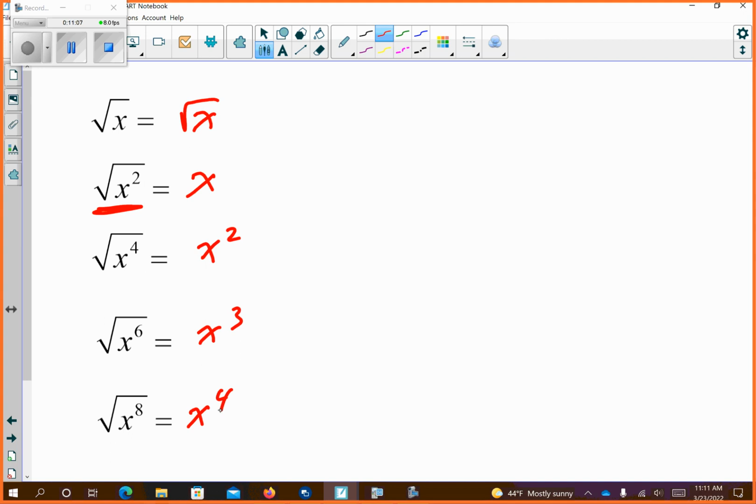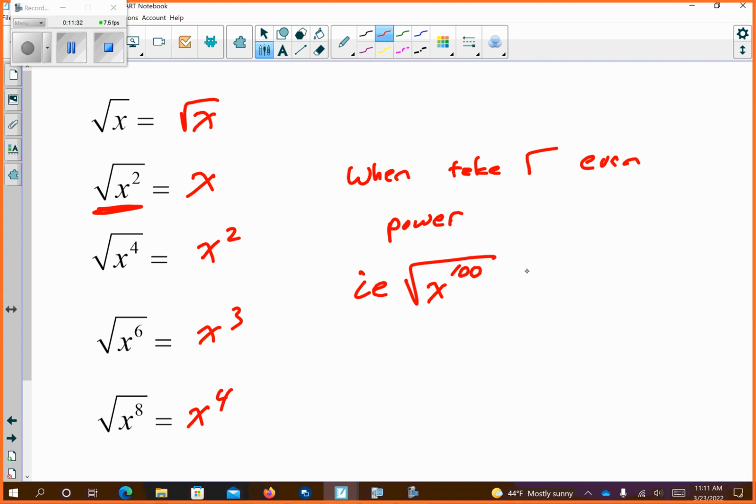Okay, so let me put a little note on that. When taking the root of an even power, so, friends, what would this have to be? 50. Okay, now let's think about this. I mean, this is kind of ridiculous, but if you see the pattern, notice I took half.